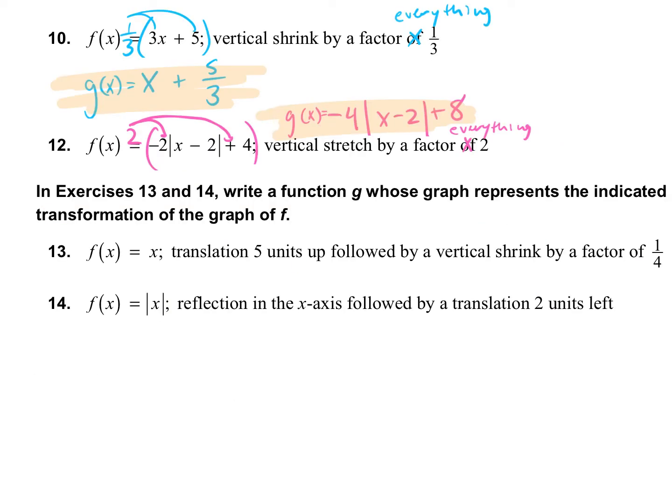All right, for 13. So when we have a combination of transformations, we just have to make sure we apply one at a time in the order that it's given. So how would I show a translation of 5 units up? Plus 5 on the outside. So it would be x plus 5.